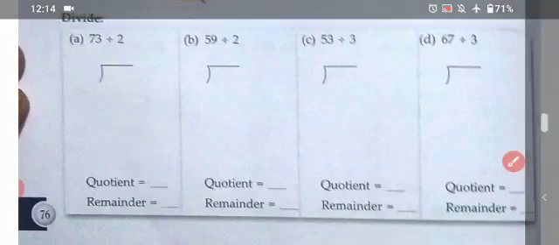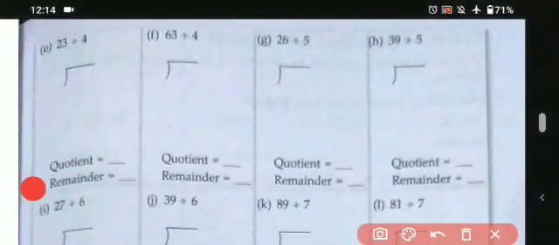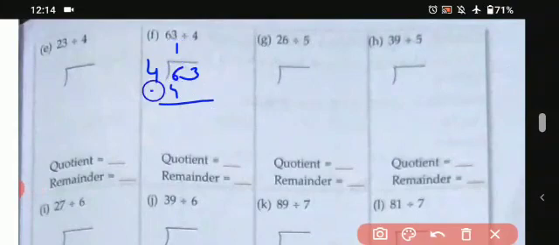So I'll go for another question. That is 63 divided by 4. We'll write down 4 here and 63 here. Okay students, so let's do the division. Does 6 come in the 4 table? No. So does a smaller digit come? 4 itself is the smaller digit. So we'll be writing here 4 ones are 4. When we do the minus, 6 minus 4, that is 2.